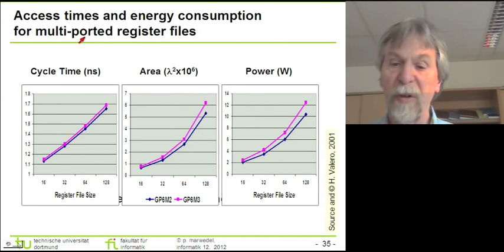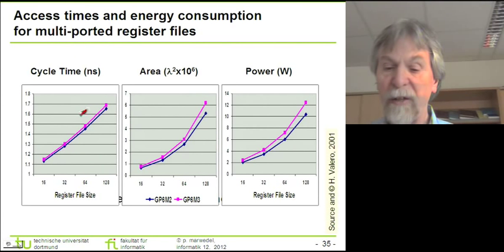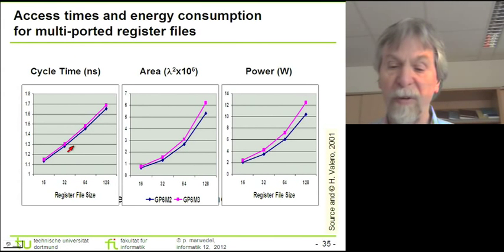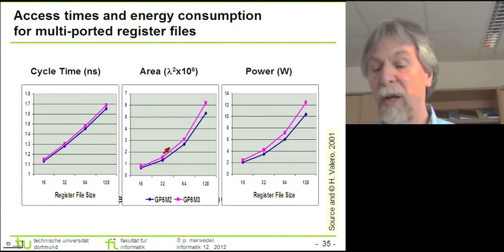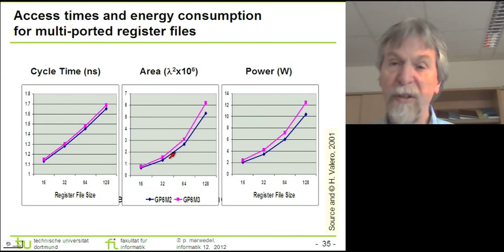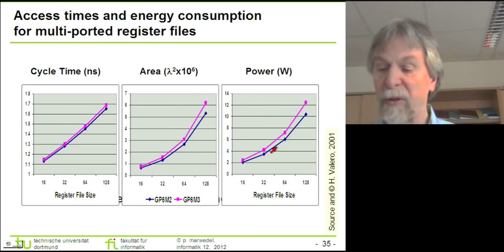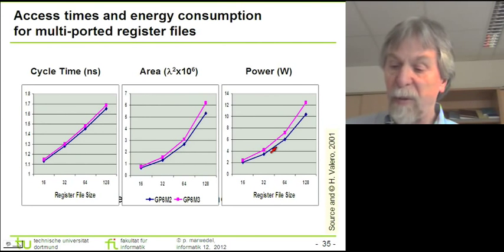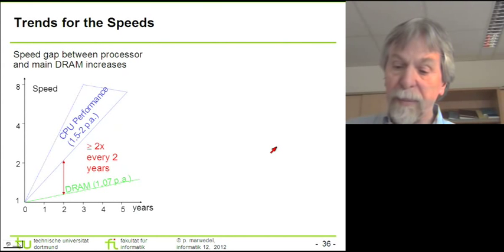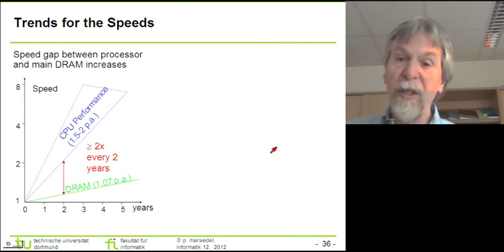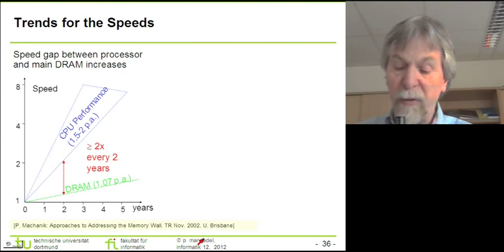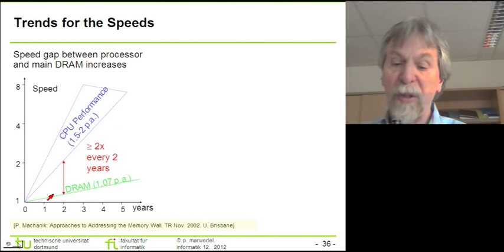For example, this also applies to multi-ported register files, and there you see that the cycle times also increase if you have a larger number of registers in your register file. Obviously, the area also increases if you have a larger register file, and the power consumption also increases with the number of registers. Now, continuing the arguments about speed, it has been observed in a report that was published in 2002 that the speed of DRAM has been improving over the years only in a very limited way.